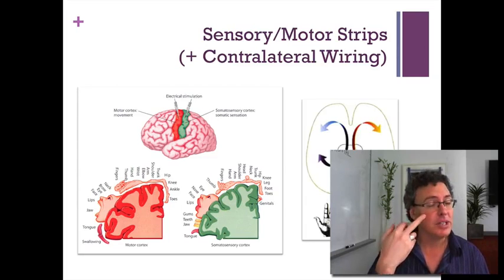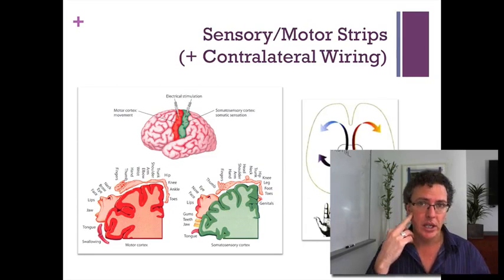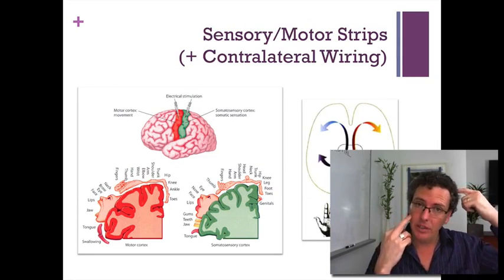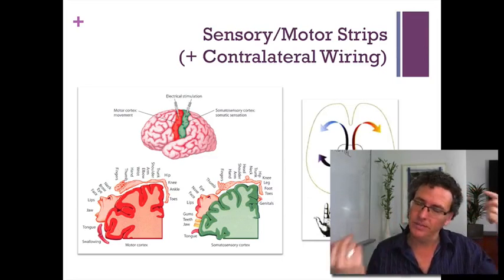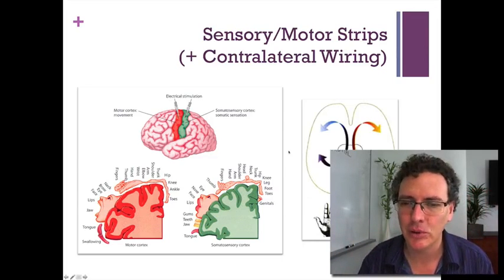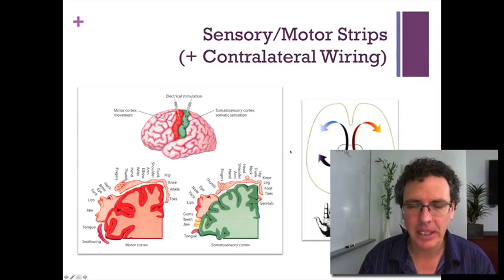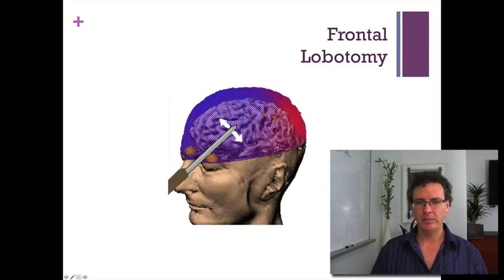So if I touched, for example, your right cheek, I would see activation in your left sensory strip. So, yeah, weird contralateral wiring. That'll become relevant when we talk about split brain patients.